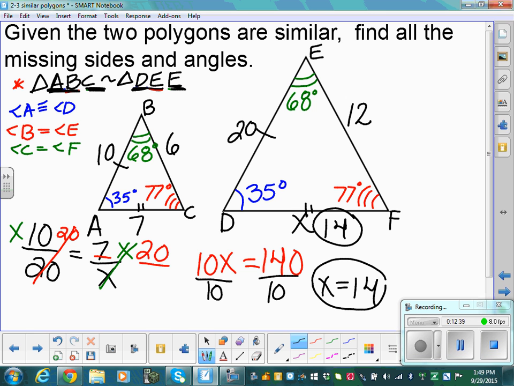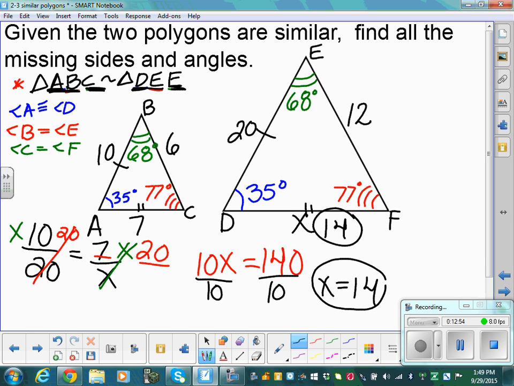Yes, this one was easy to see. Some people were able to see, oh, it looks like we're multiplying by 2 to get from the small to the big. You were right. But they're not all going to be that easy. In fact, most of them aren't going to be. They're going to be decimals, so you can't see it.